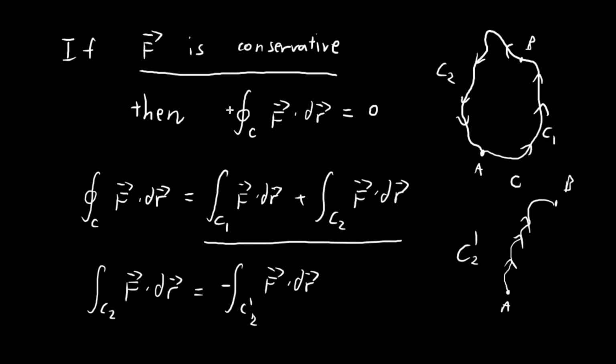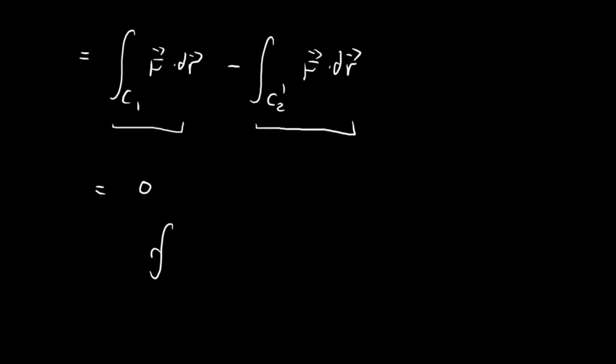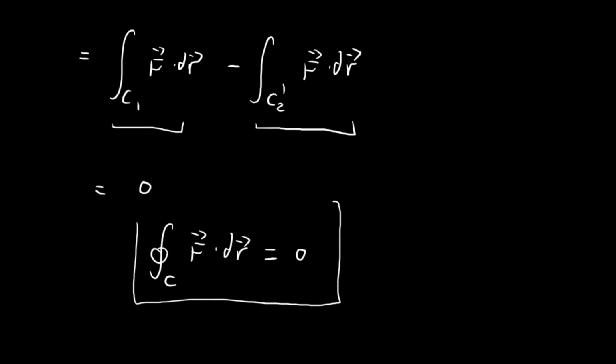And so there we have it. We've proved that if your vector field f is conservative, then the line integral along any closed path will be equal to 0. So this is what we've proved.